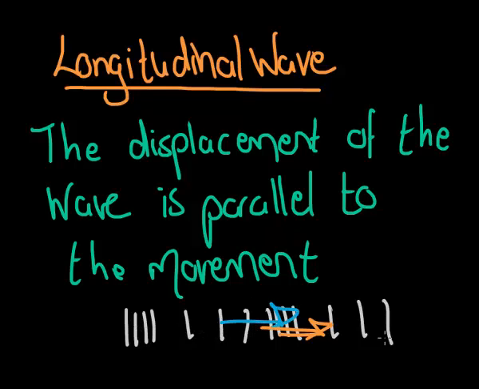Now you would note that sometimes they indicate a slinky with just drawing in the lines without actually showing the spirals.